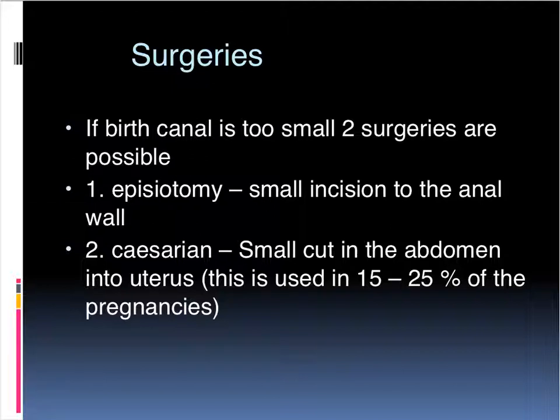There are 2 possible surgeries that happen during childbirth. If the birth canal is too small, 2 surgeries are possible. One is the episiotomy, and that's a small incision to the anal wall that allows the head and shoulders to move more easily through the birth canal. The second is the cesarean section. That's a small cut in the lower abdomen into the uterus. This is used in 15 to 25% of all pregnancies. And then the baby will be removed, and the birth will not be vaginal.